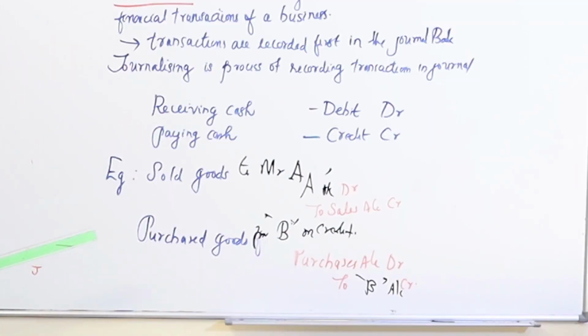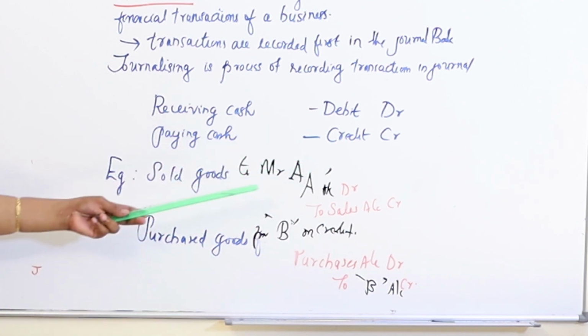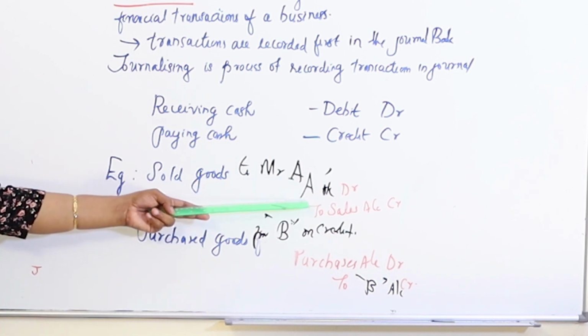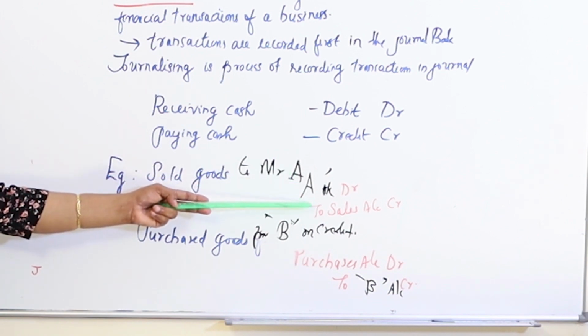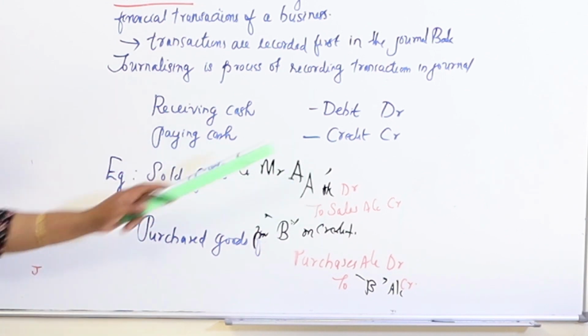Okay, so credit transaction means transactions are on credit. We are not paying or receiving on time. The payment or receipt will be in a future date. That is a credit transaction. For example, sold goods to Mr. A on credit, which means the amount is receivable from A. Instead of cash, we have to debit A because it is collectible from A. The entry will be A to sales.